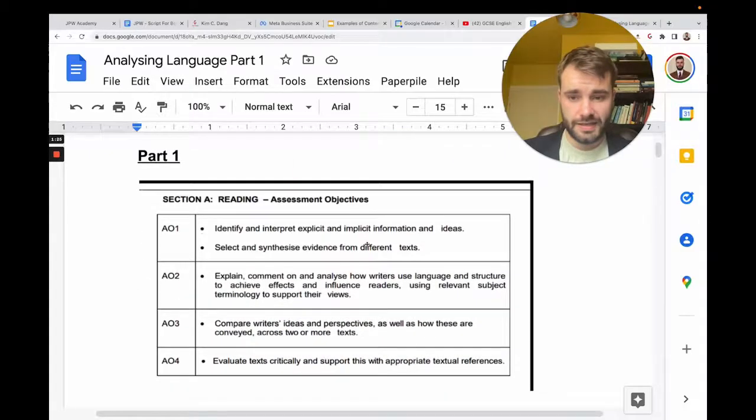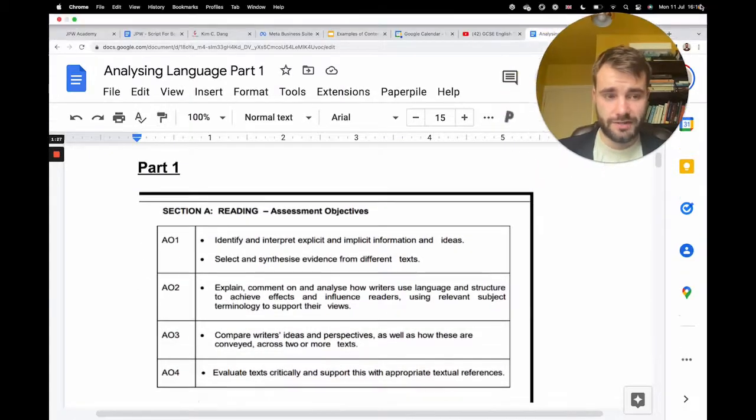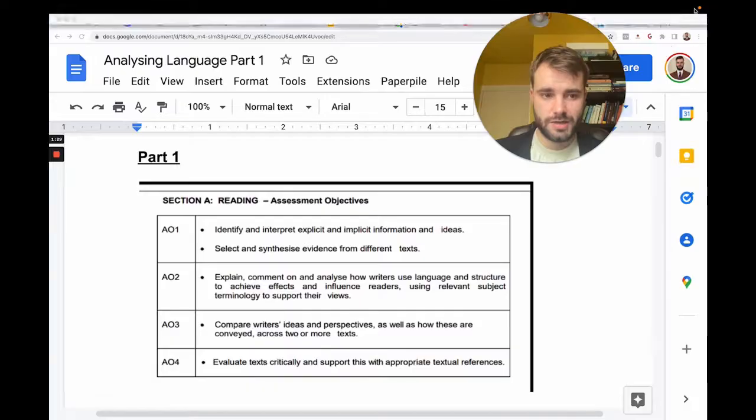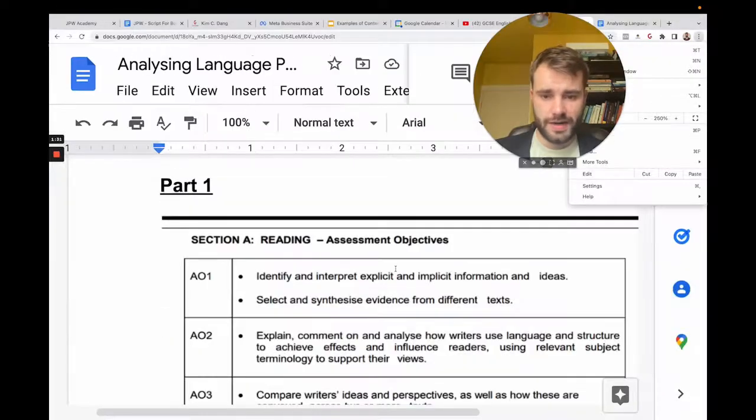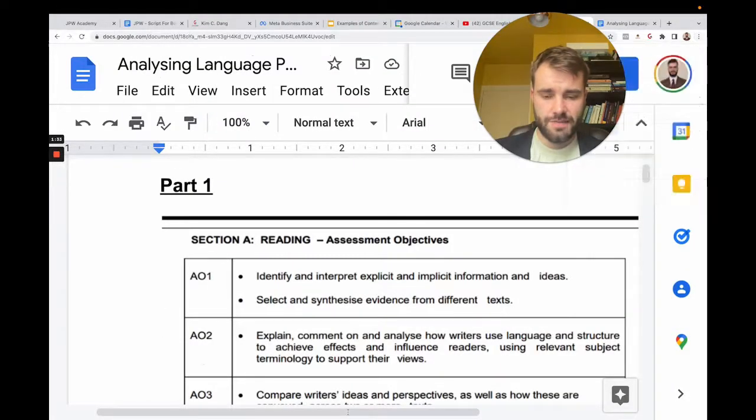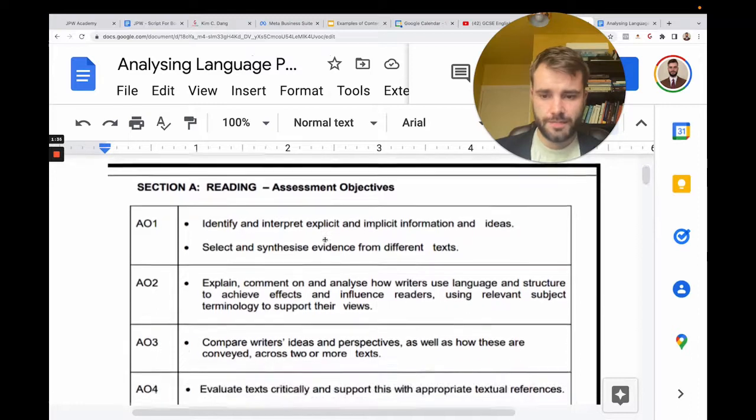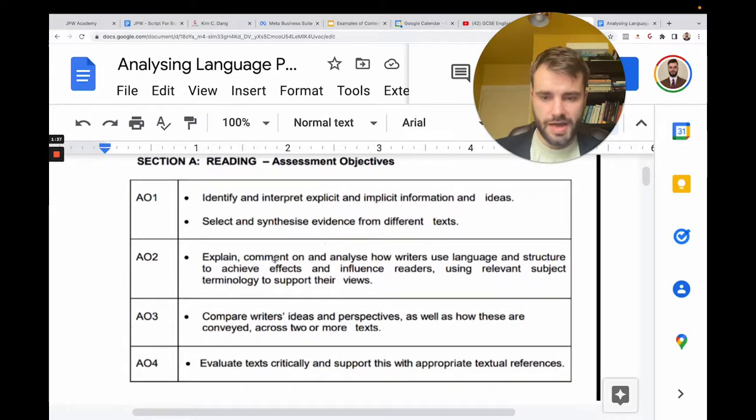First thing to look at is the assessment objectives. These are how the examiners will actually mark your work when you are analysing language. Now, the important assessment objective here is AO2, to explain, comment on and analyse how writers use language, which is what we're talking about today, and structure, to achieve effect and influence readers. So the key is the effect on the reader, using relevant subject terminology to support their views.